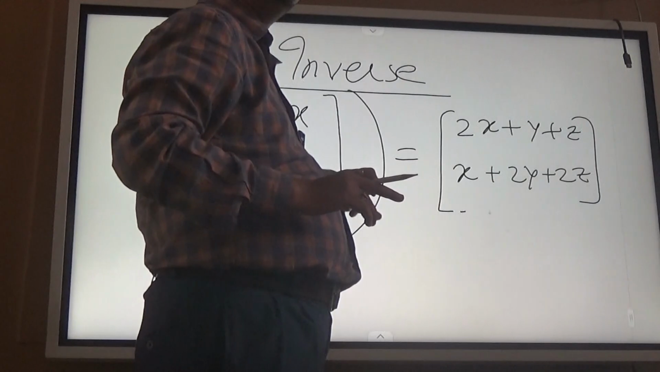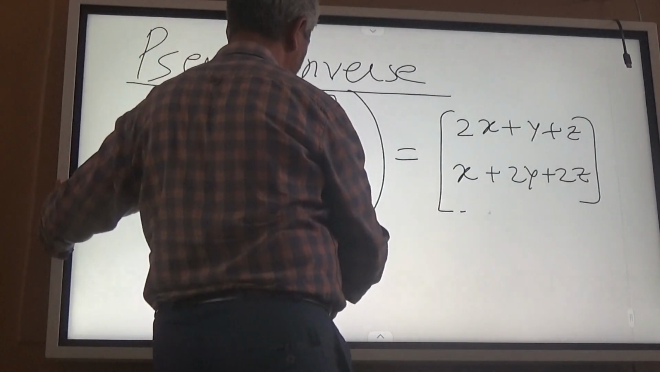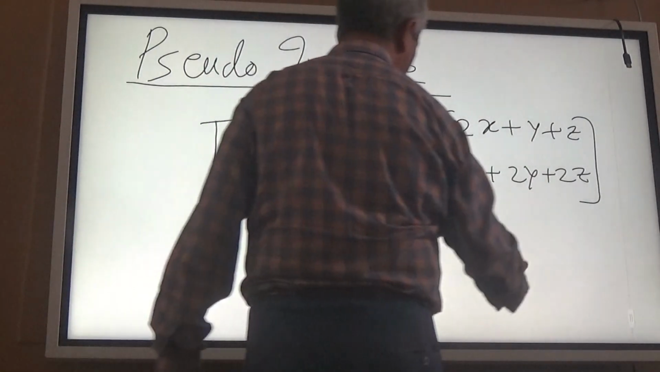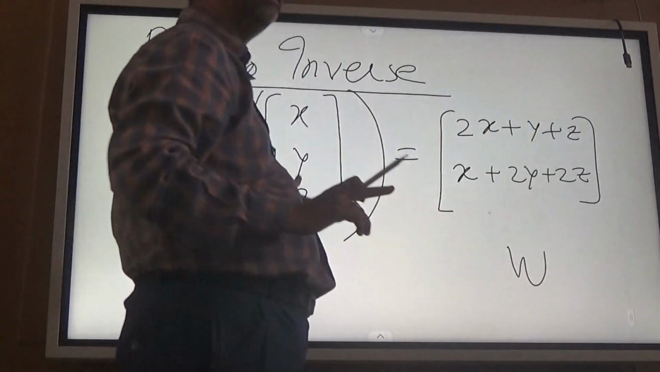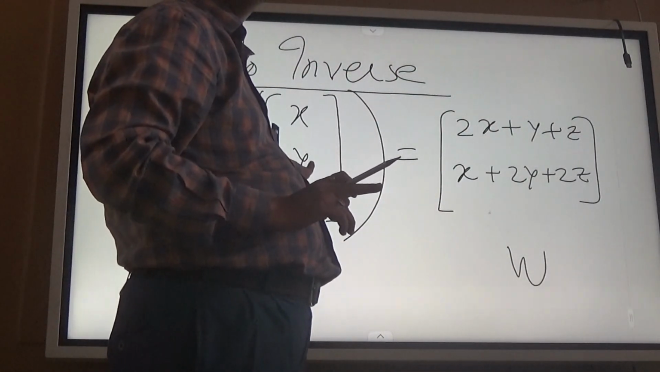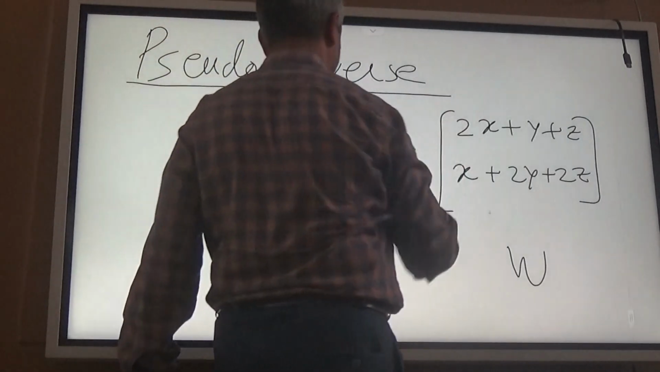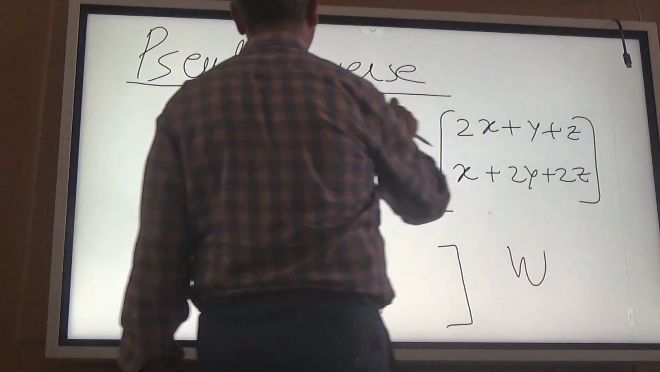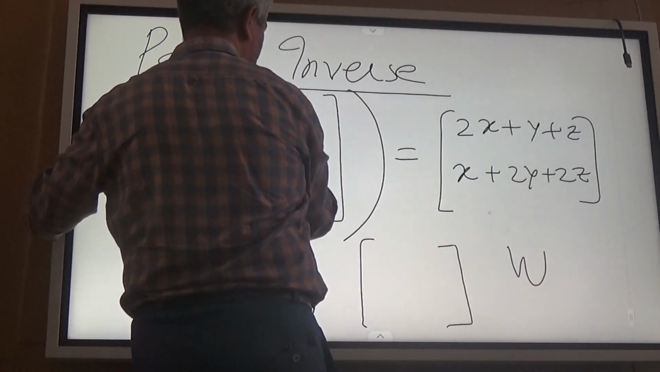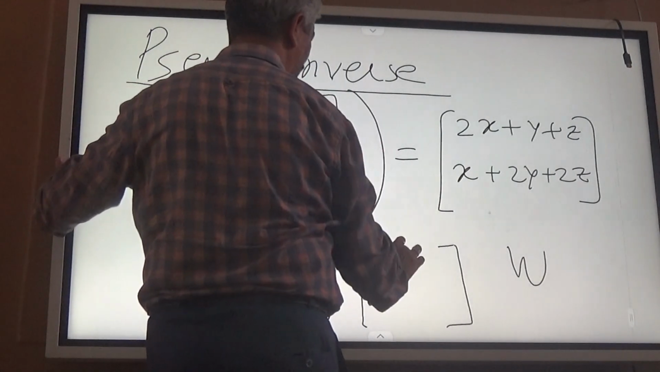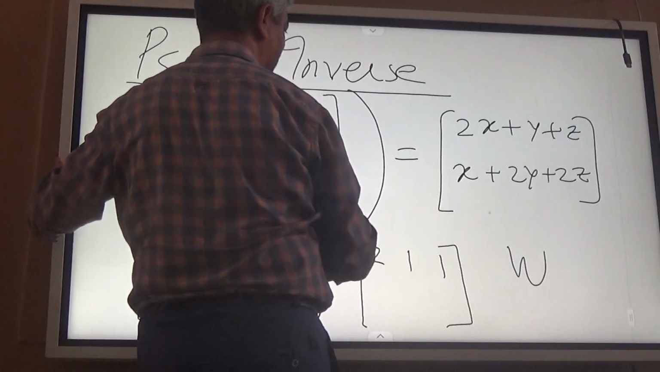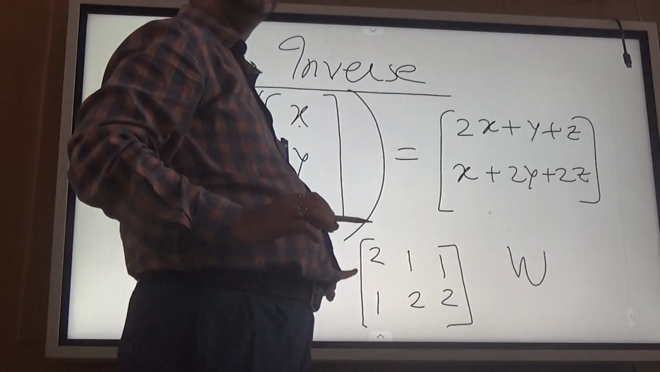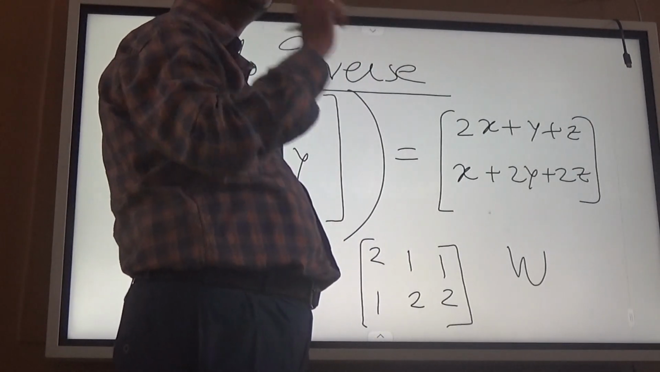So in this case, this is a vector space V and vector space W. You can write its matrix as, what matrix would it be? This is equal to something 2x plus y plus z, and next is 1. So this would be a matrix having 2 rows and 3 columns.